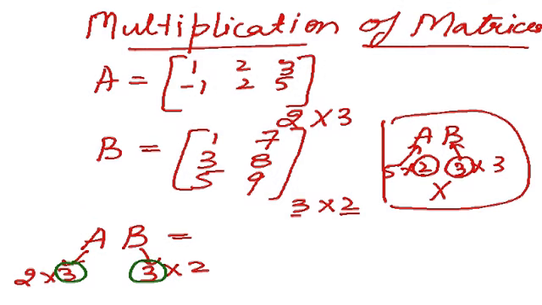And let's come back to our question. As we have two matrices A and B in which the number of columns in A is 3 and the number of rows in B is 3, as the number of columns and the number of rows are equal, we can multiply these matrices, and the product of these matrices will give a matrix whose order will be 2 by 2.